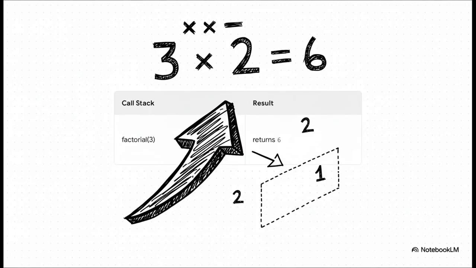And we're almost there. The factorial of 2 frame passes its answer, 2, all the way back to the very first frame we started with, factorial of 3. And now it has everything it needs. It calculates 3 times 2, gets 6, and that's our final answer. The stack is empty, the job is done.